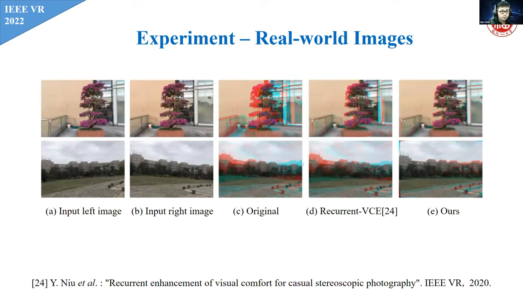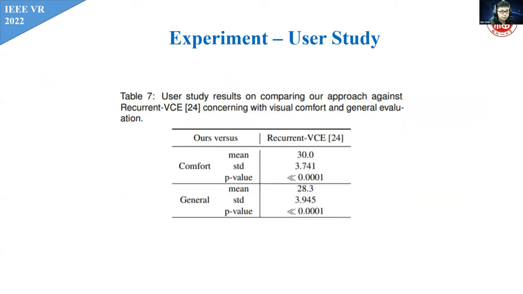Besides, we collect a set of real-world images to evaluate our method. As shown in the figure, the main objects in our results usually meet geometric constraints and are within a comfortable disparity range. We also conduct a user study to validate our method through subjective evaluation. As shown in the table, for each participant, we calculate the number of times of selecting our results rather than those of comparison methods in the 35 comparison groups.